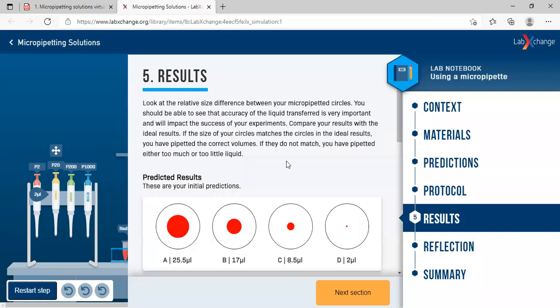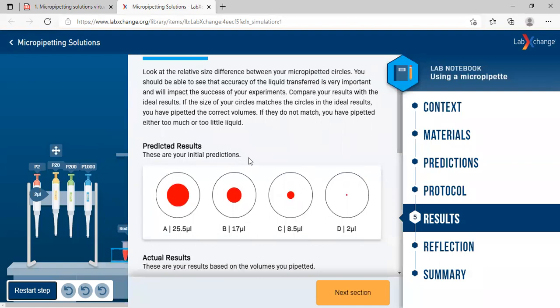Now, results. Look at the relative size difference between your micropipette circles. You should be able to see the accuracy of the liquids transferred. Compare results with ideal results. If the size of the circle matches the ideal circle, great. If they don't match, you pipetted too much or too little.